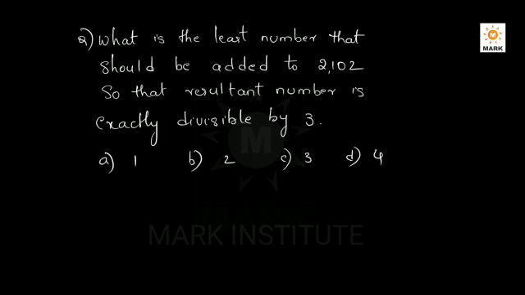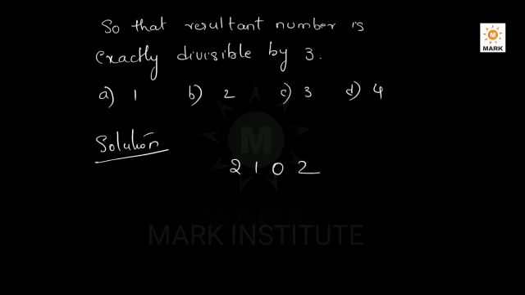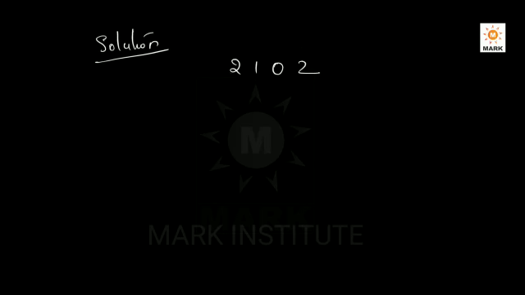My dear friends, we know the divisibility rule for 3 is the digital sum. That means the sum of all the individual digits in the number should be 3 or multiples of 3. So going into the solution, friends, the given number is 2102. Now the requirement is this: what should be added to this number? The least number in the given options. That means the number should be 1, 2, 3, 4. In these 4 numbers only, one number should be added.